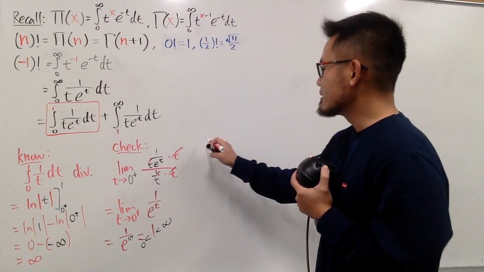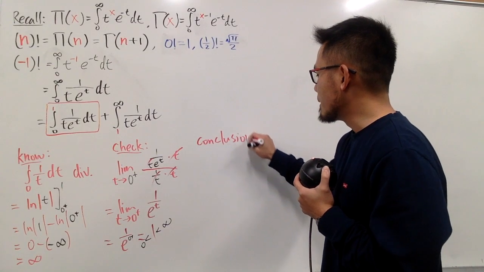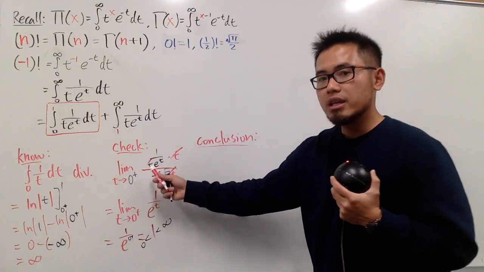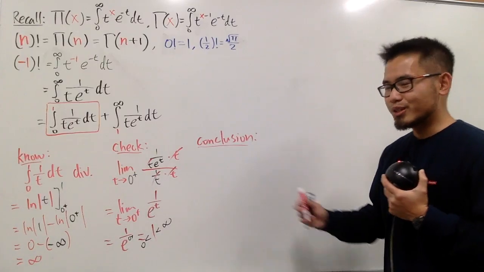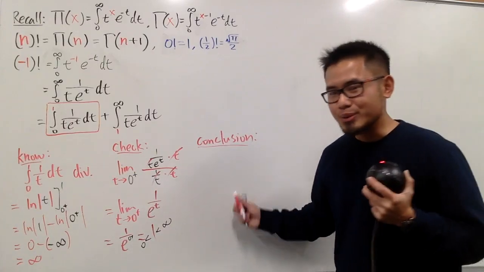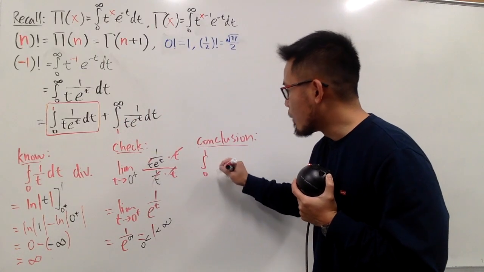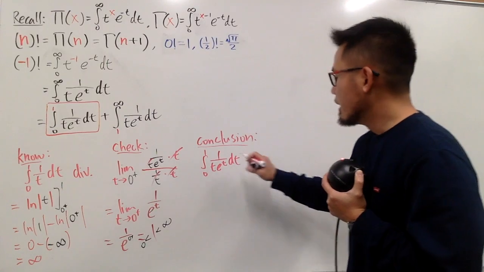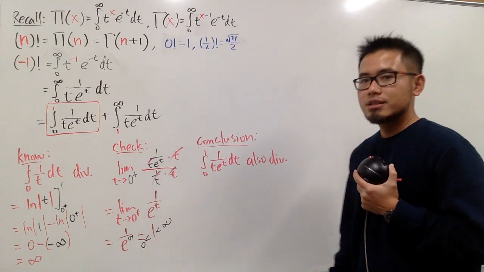And I will just write down the conclusion right here for you guys. This is usually the 3 steps that I want my students to show. Put down what you know and do the check, either inequality or take the limit. And in the end, you draw the conclusion so it can be legitimate. Here's the conclusion. I'm going to state that again. The integral from 0 to 1 of 1 over t e to the t dt, this right here also diverges, okay?